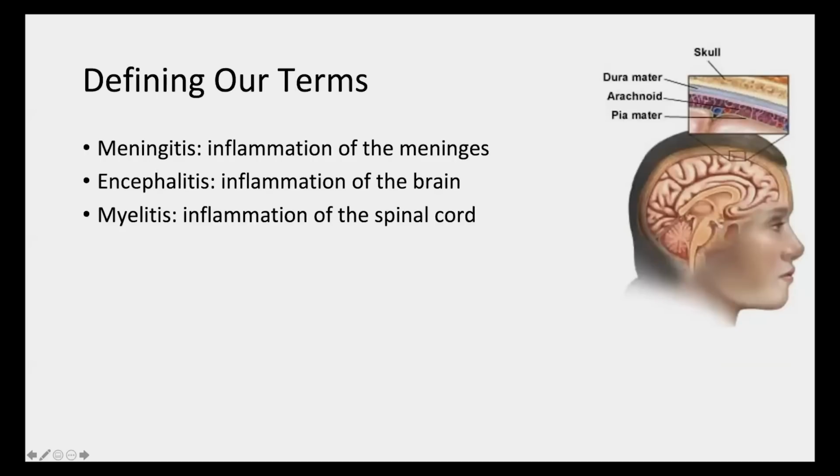So first, to define our terms. Many of the conditions that we do research on involve inflammation of the brain, the spinal cord, or the coverings of the brain and spinal cord called the meninges. When the meninges are inflamed, we call that meningitis. When the brain itself is inflamed, we call that encephalitis. And when the spinal cord has inflammation within it, we call that myelitis.